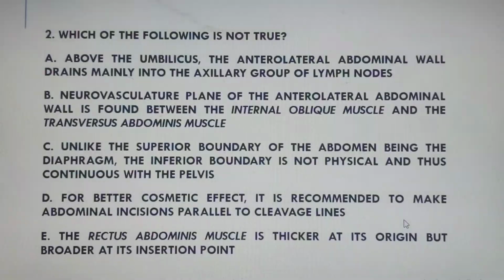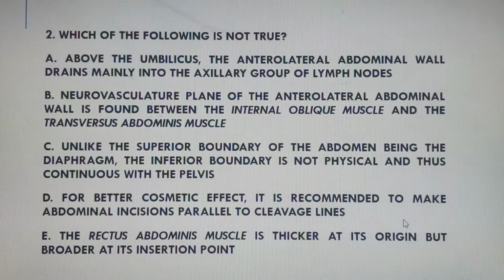All right. Now let's go to question number 2. Question number 2 says, which of the following is not true? Option A says, above the umbilicus, the anterolateral abdominal wall drains mainly into the axillary group of lymph nodes. This is a very true statement, although some small amount actually gets to the parasternal nodes. Remember that below the umbilicus, it's going to be the superficial inguinal lymph nodes.